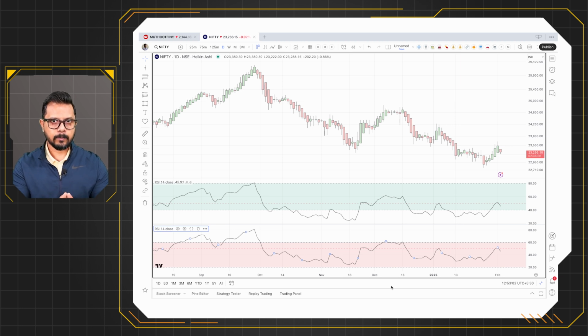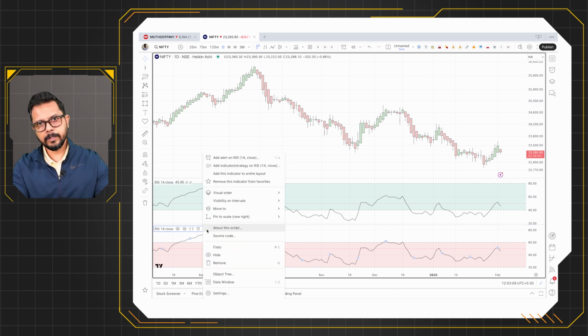Now what I am going to do is I am going to plot the one below on top of this. It's going to overlap. How are you going to do that? Come again to those 3 dots, move to existing pane above.